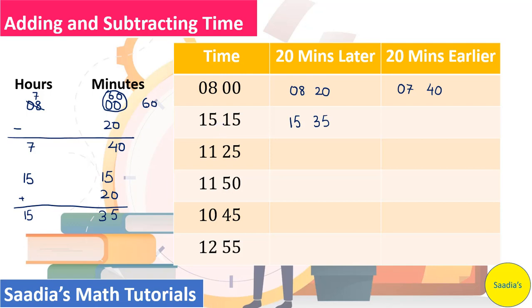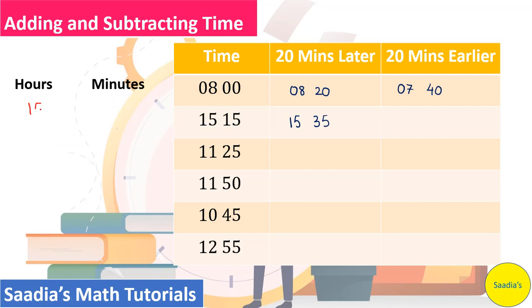What do we get when we subtract 20 minutes from 15:15? Let's see. So we have 15 hours, 15 minutes. We have to subtract 20 minutes from it. We cannot subtract 20 from 15, so we need to borrow from hours. So it becomes 14 hours. And when we borrow 1 hour, it means 60 minutes.